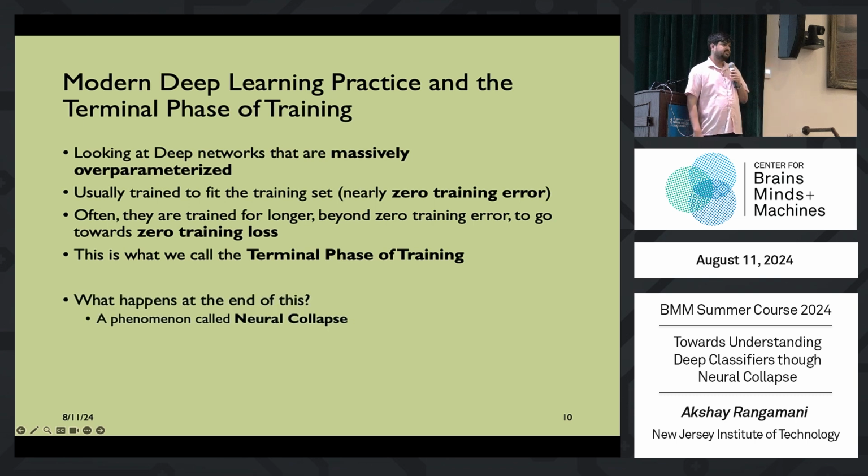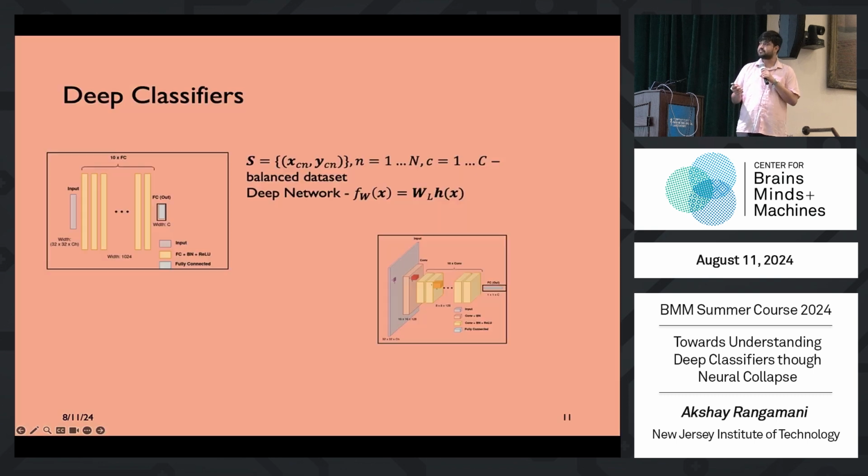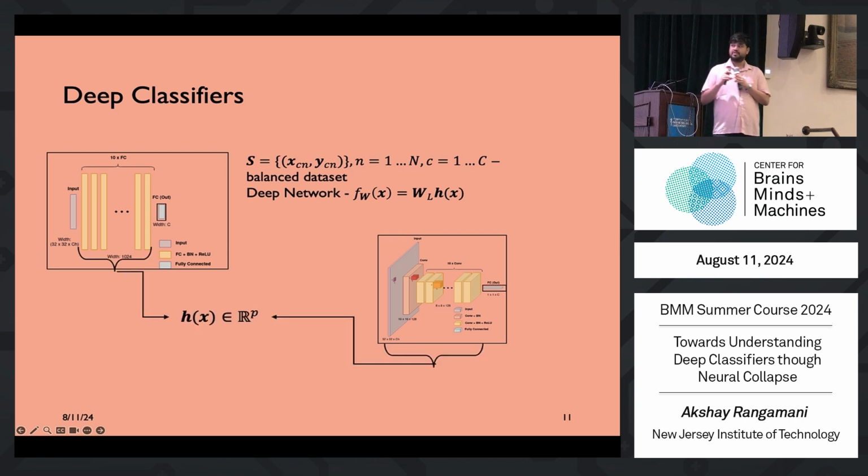And what happens at the end of this? Some empirical measurements from a couple of years ago characterize this phenomenon called neural collapse. So what is neural collapse? Before that, we're going to look at deep networks, and conceptually split them into the map all the way until the last layer, and then just look at the last layer. The map all the way into the last layer we're going to call H, and then you have the classifier layer, which we're going to call WL, because you have L layers in the network.